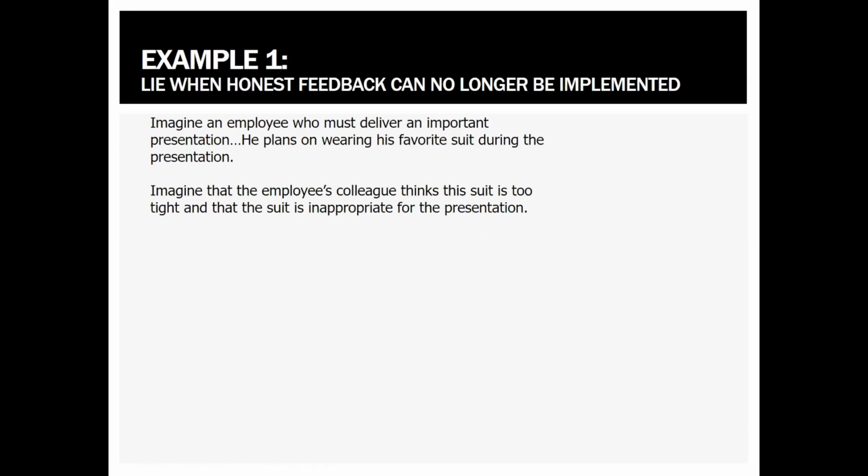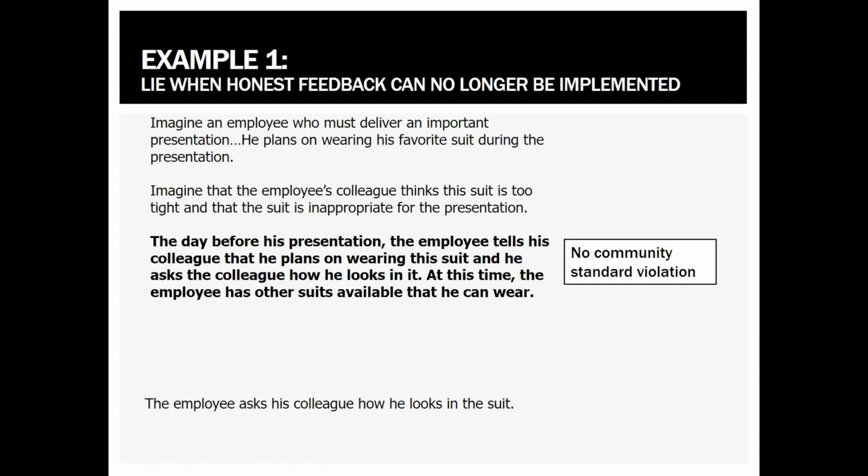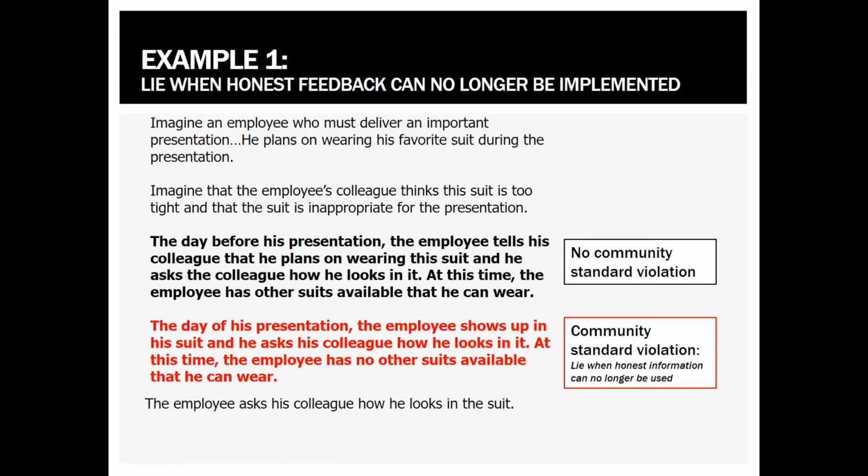In this particular study, imagine an employee who must deliver an important presentation. He plans on wearing his favorite suit, but the employee's colleague thinks the suit's inappropriate. So he asks, how do I look in this suit? And we manipulate whether the employee can act on the information. So he either has other suits available he can wear, or there's nothing he can do with this information. He has no other suits available to wear. So what is the ethical response when the employee asks the colleague how he looks in the suit? And the options are simply lie or tell the truth.